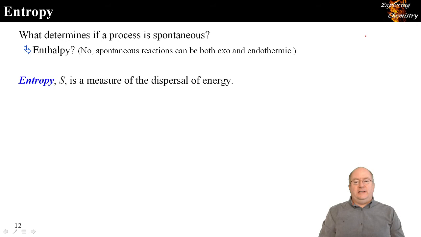We're going to use entropy, given the symbol S, I don't know why, and we're going to see by the end that we're going to introduce entropy, and it's going to help us get to a spontaneity indicator. What is entropy? It is the measure of dispersal of energy, how the energy is distributed within the bulk, within the sample.